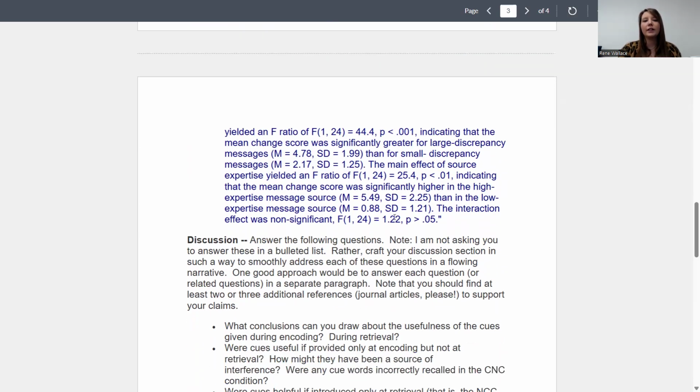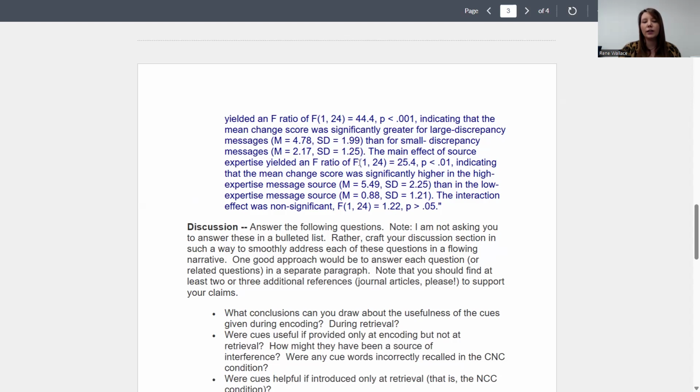And then the main effect of the other one was F, here's your degrees of freedom, equals, here's your F stat, p-value, indicating the mean change score was significantly higher, or was not significantly higher, or lower, whatever you're saying, right? Whatever your data is telling you. But it needs to look just like this. So there's your two main effects and how you report them.